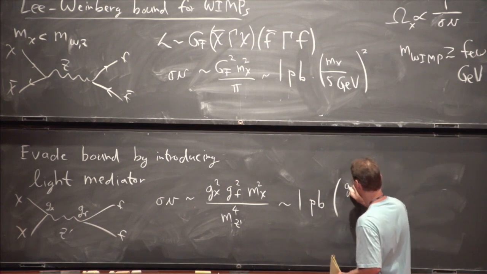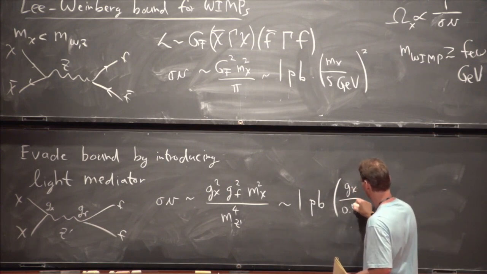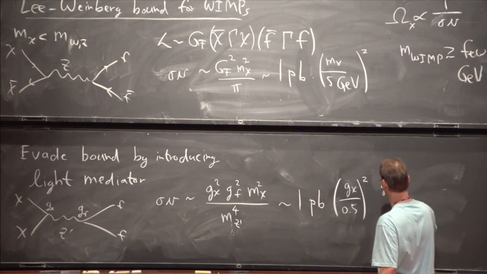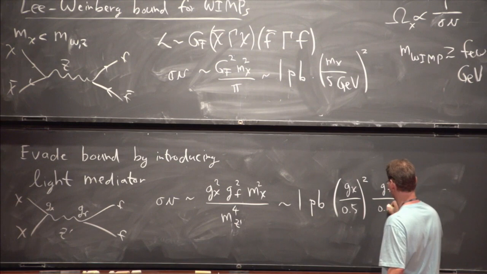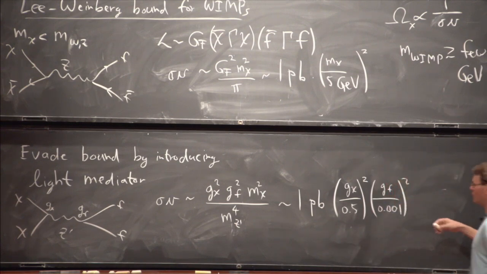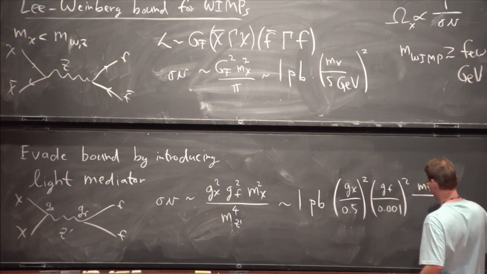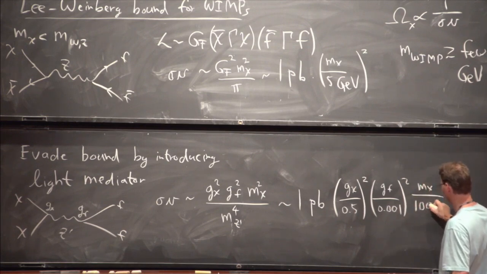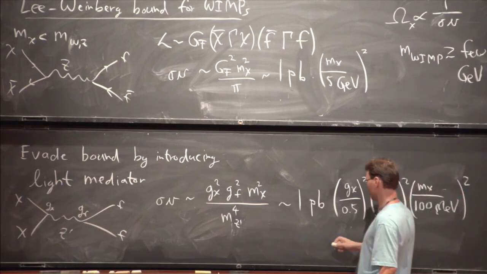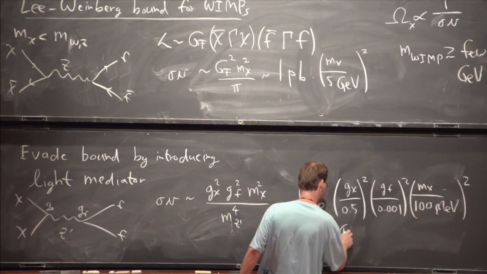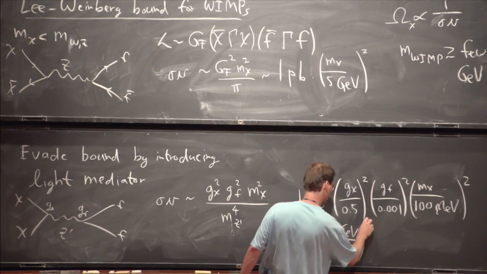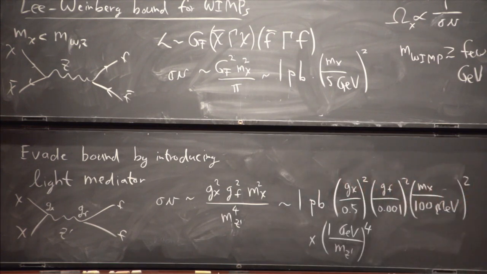So G chi, let's imagine it's 0.5 squared. G_F, imagine 0.001 squared. There's an m chi squared, so let's put it at 100 MeV, and then divide by a GeV, for example, for the mediator. Okay, so if you put in these numbers, you get roughly a picobarn.